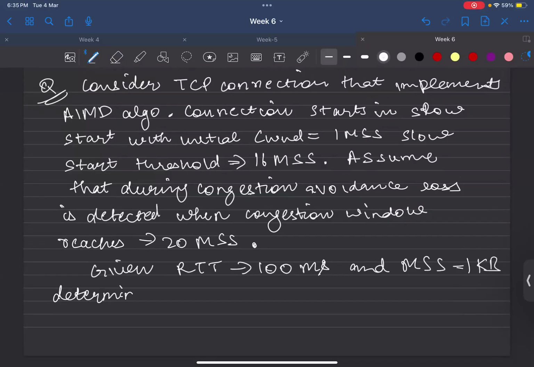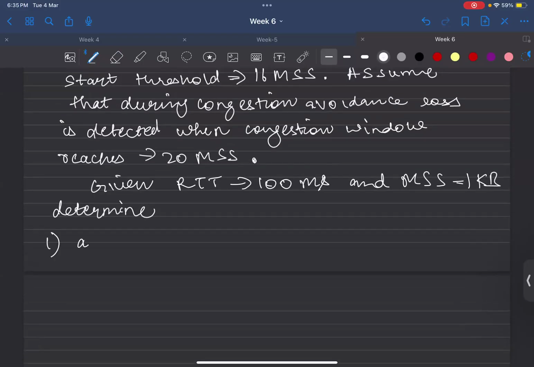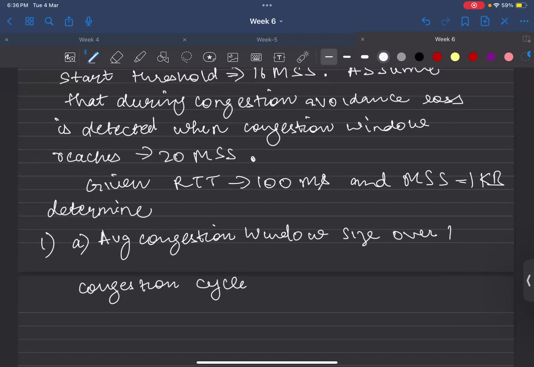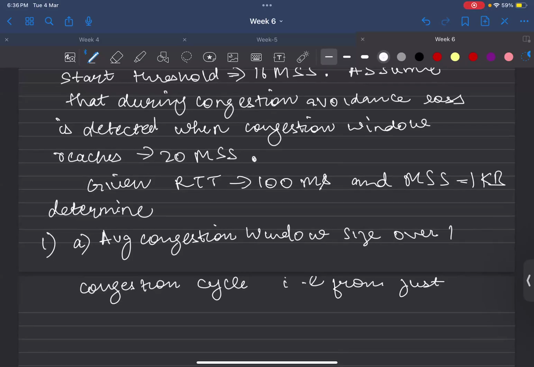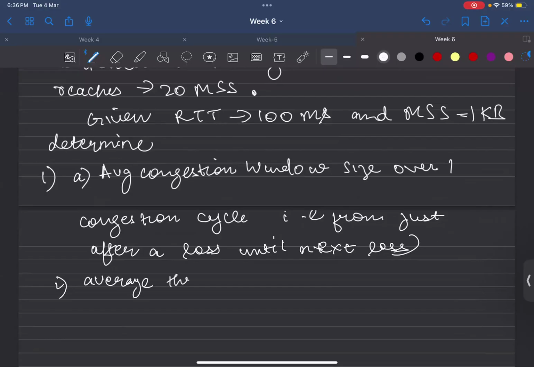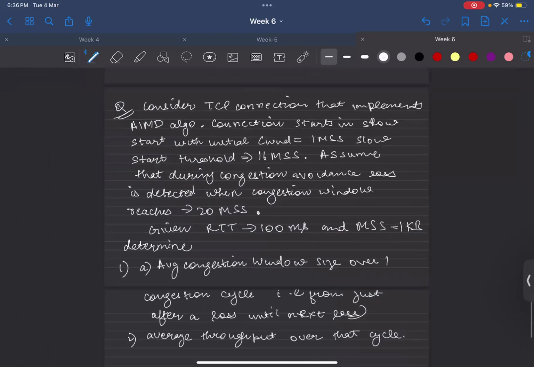Determine: the average congestion window size over one congestion cycle, that is, from just after loss until the next loss, and the average throughput over that cycle. Please remind me if you are unable to solve any of the homework problems, or maybe you can mail me. I want you to go with this question so that you can understand the concept of throughput and everything. Just take it as a homework problem.